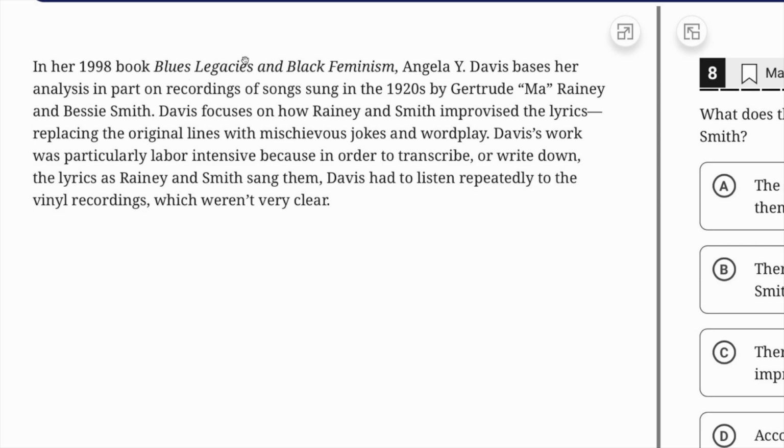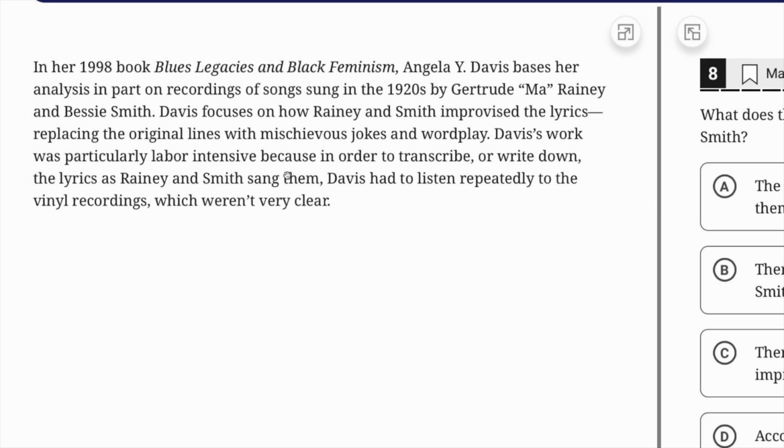In her 1998 book, Such and Such, Angela Davis bases her analysis in part on recordings of songs sung in the 1920s by these two people. She focuses on how they improvised the lyrics, replacing the original lines with mischievous jokes and wordplay. Her work was particularly labor-intensive. To transcribe the lyrics as these two women sang them, she had to listen repeatedly to the vinyl recordings, which weren't very clear.